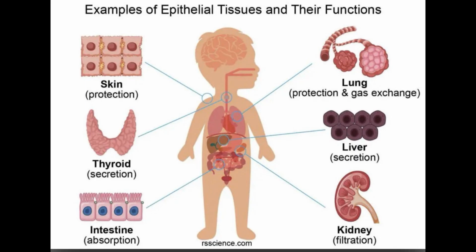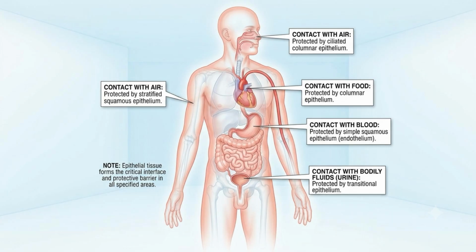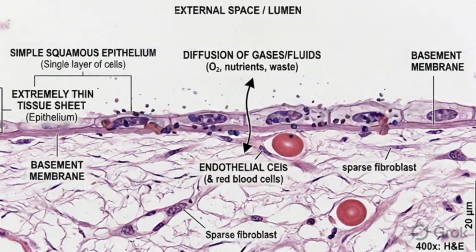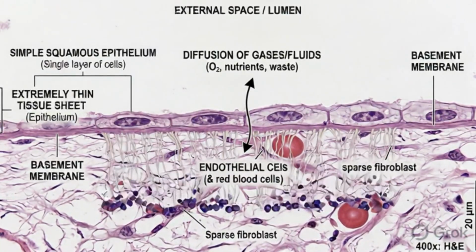cavity and passageway. The skin is epithelial tissue, so is the lining of the mouth, the stomach, the lungs, and the blood vessels. Wherever the body meets a surface, whether that surface faces the outside air or an internal fluid, epithelial tissue is there. The cells of epithelial tissue are arranged in one of two ways.